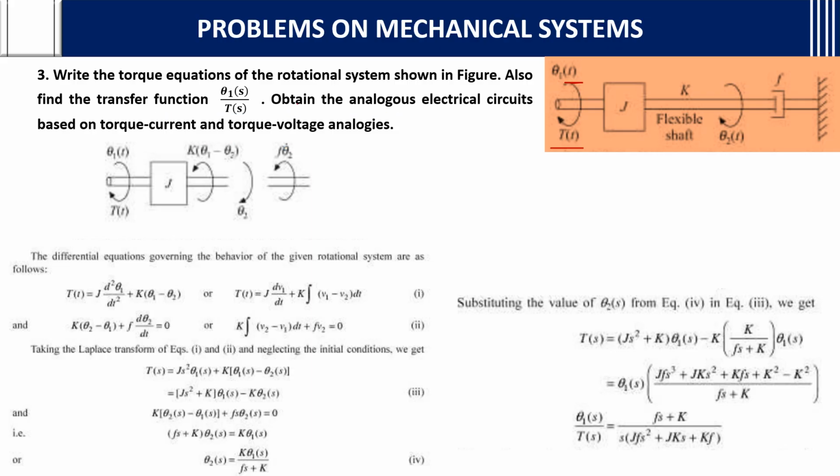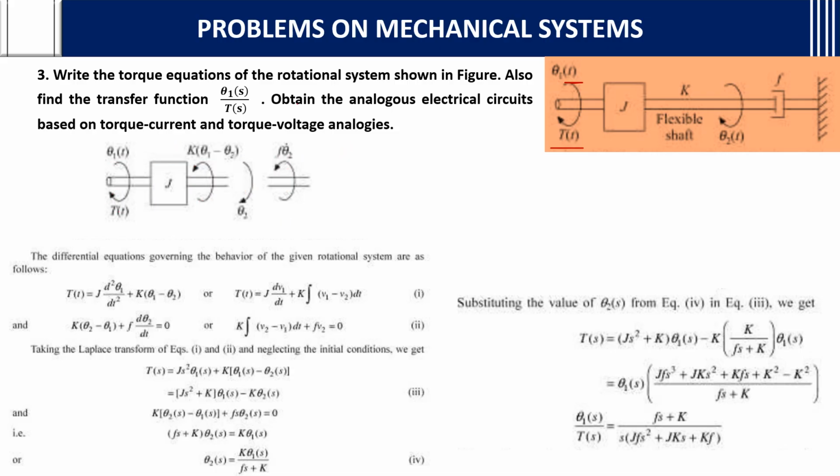For finding the transfer function, again write the free body diagram. J, with k between the f and J. So k into theta 1 minus theta 2, in both directions we are going to mention. Why? Because it is between. And f theta 2 dash, and torque is in this direction only, mentioned in that way, and theta 1 of t need to be mentioned.